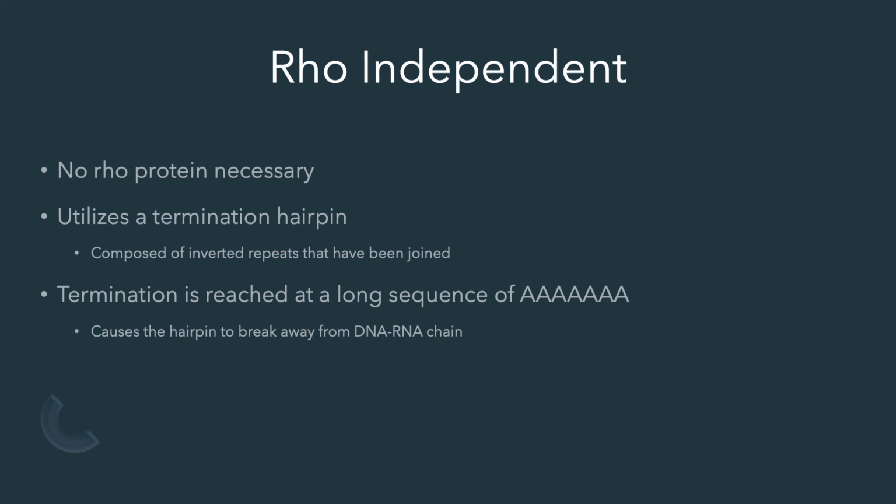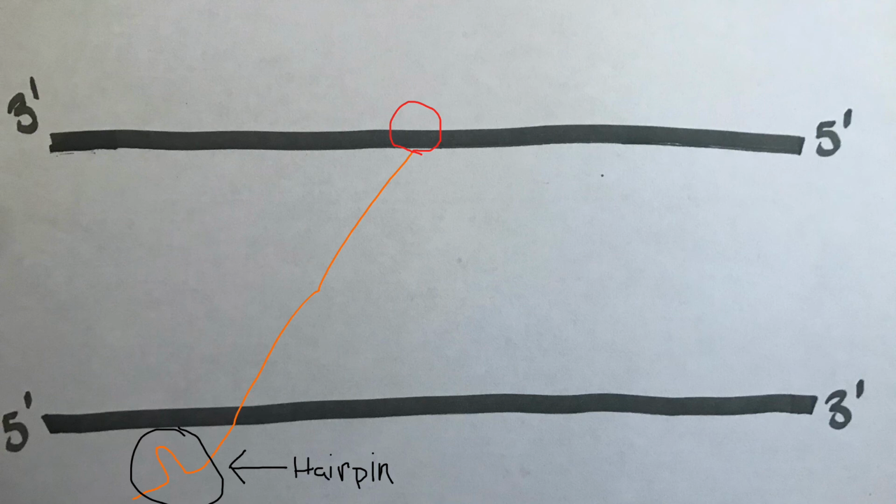In rho-independent termination, no rho protein is necessary, but it does utilize a termination hairpin, which is made up of inverted repeats that have been joined together. Termination will occur when there is a long sequence of adenines, depicted by the A's, at the end of the nucleotide sequence, which causes the hairpin to break away from the chain. Here is a visual depiction of rho-independent termination. It shows the sequence of multiple adenines causes the hairpin, circled in black on the RNA strand, to break away.